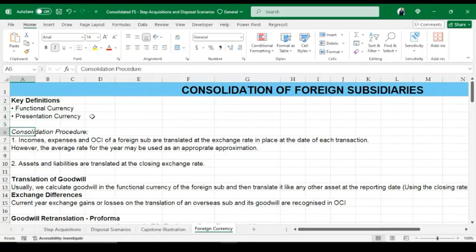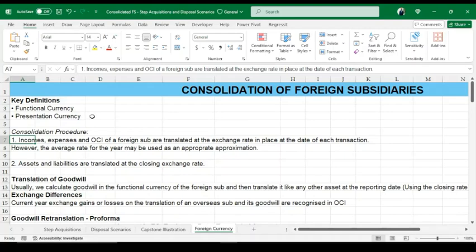All right, so let's look at the consolidation procedure. How do we do that? The procedure is that, one, incomes, expenses, and other components of other comprehensive income of the foreign subsidiary are translated at the exchange rate in place at the date of each transaction. This is referring to the consolidation of the statement of profit or loss and other comprehensive income. What you are saying is that the various items within these financial statements need to be translated at the exchange rate in place at the date of each transaction.